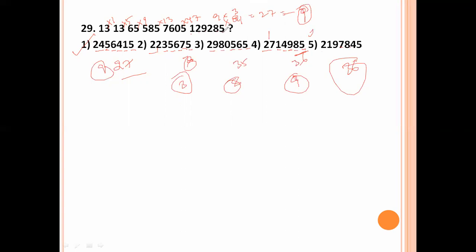How to find that value now? Here we see 129285. We find the multiplication value is 21. 21 times 5 is 105. 21 times 8 is 168. 21 times 1 is 21. Last two digits are 85. Here 85, here 45, here 75. Last two digits 85 means option number 4 is the right answer.